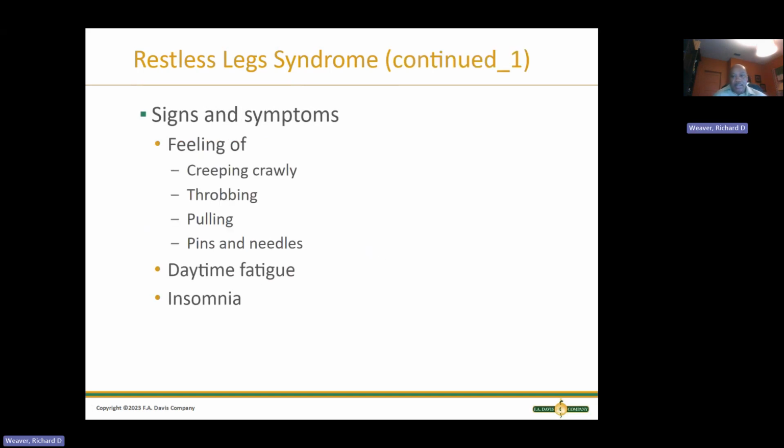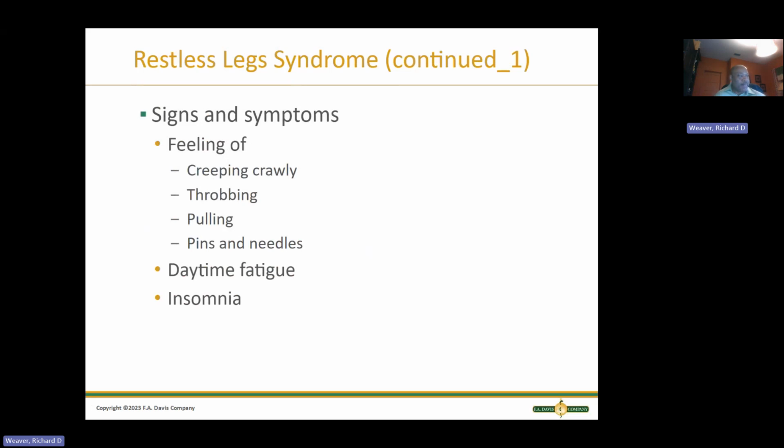So take a look at some of the signs and symptoms here. The patient has these feelings of creepy, crawling sensation in the lower limbs. They may also experience throbbing or like something is pulling, and this pulling sensation in the lower extremities. They may also experience a pins and needles sensation.